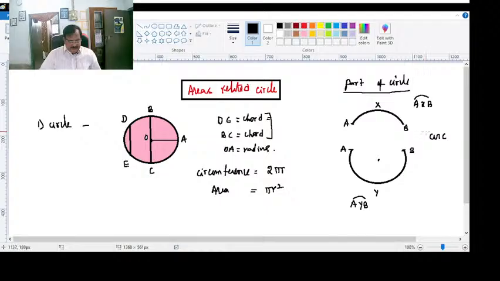So we can know the size of the arc. The size of the arc depends on the central angle. Every arc will make an angle at the center. This is the angle made by this arc AYB. And this is the angle made by AXB.